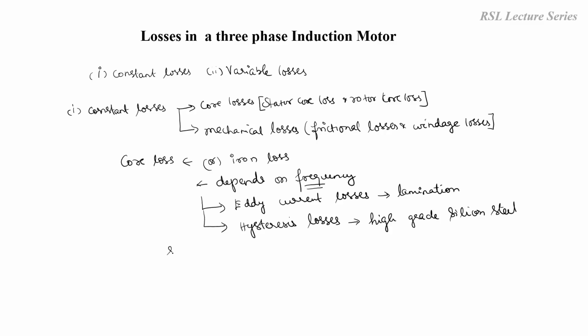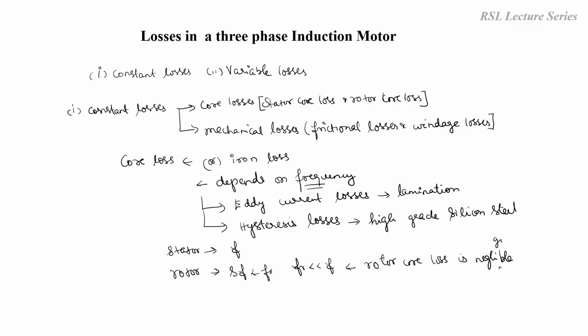If we take the case of the stator, the stator frequency is nothing but the supply frequency f, whereas the rotor frequency under running condition will be equal to the slip times the supply frequency, that is fr = s·f, where fr is the rotor frequency under running condition. This fr is very much lesser than the supply frequency. Hence the rotor core loss is negligible, because under running condition the rotor frequency is very much lesser than the supply frequency. So in the core loss, we have only the stator core loss.